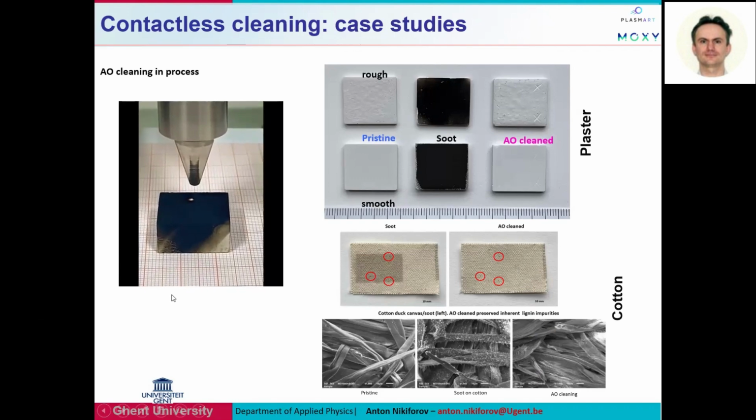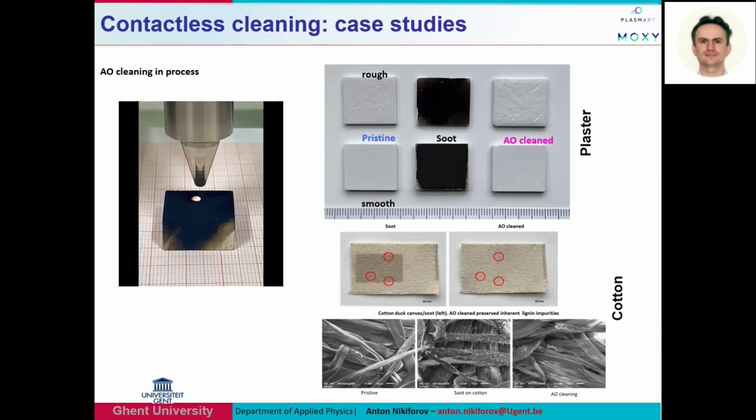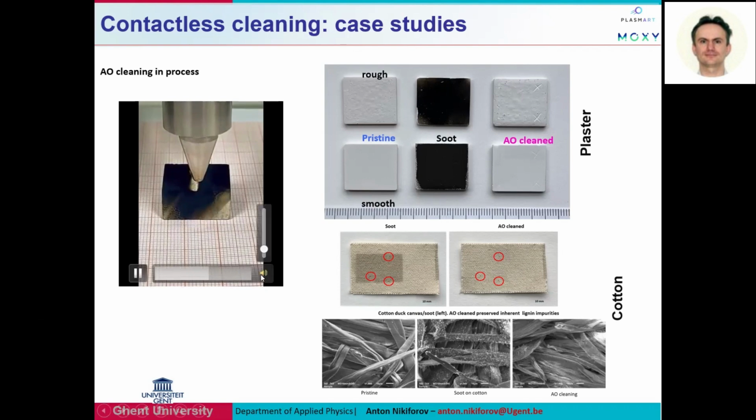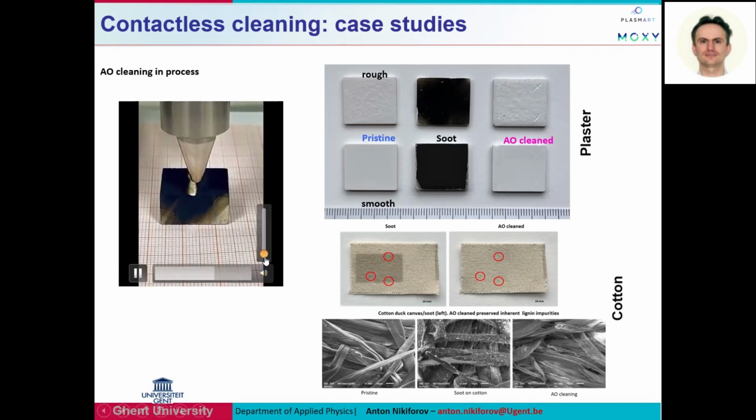This is a typical example of what we have when we are using plasma for the cleaning of materials. So plasma is formed inside of the jet. There is no effluent which is visible. The only effluent is atomic oxygen. Atomic oxygen goes to the surface of the material and can remove soot from the surface without damaging the material.